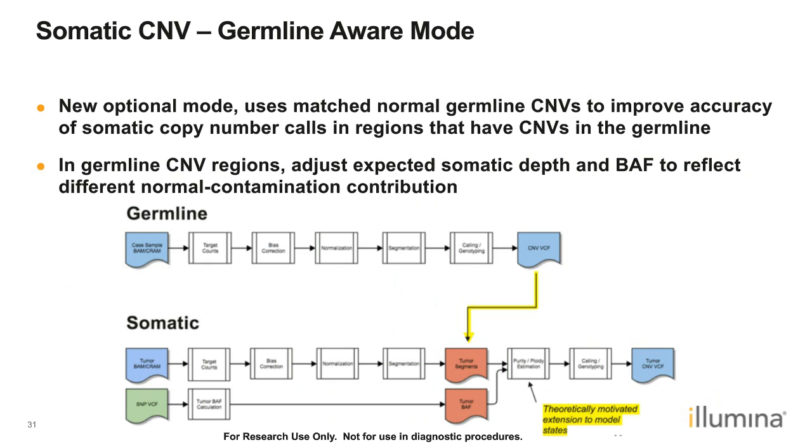Here is that option that I mentioned earlier. If you remember, in the previous version we had the option to input the tumor BAF file, which I show at the bottom, but now you can get a CNV VCF file from the germline sample and then input that into the CNV calling for the somatic analysis. And that should help get some additional improvements in the CNV calling.